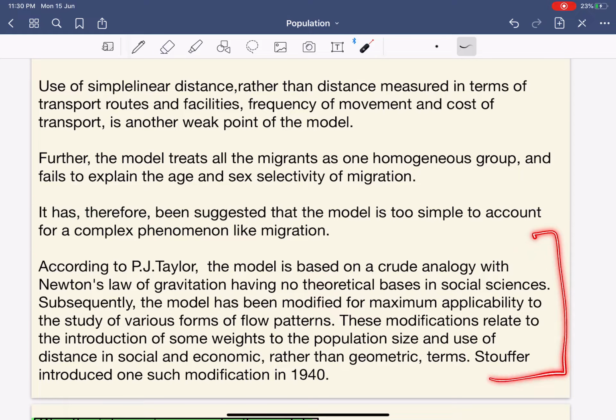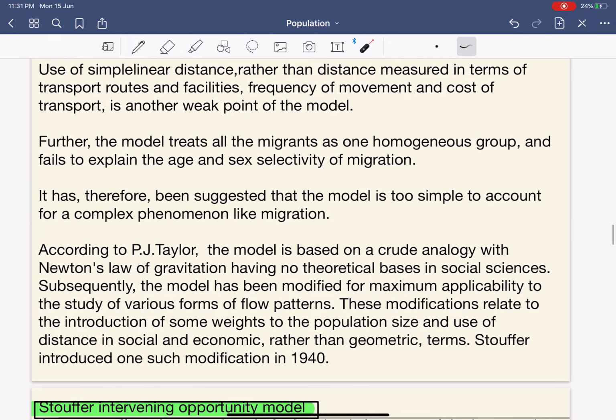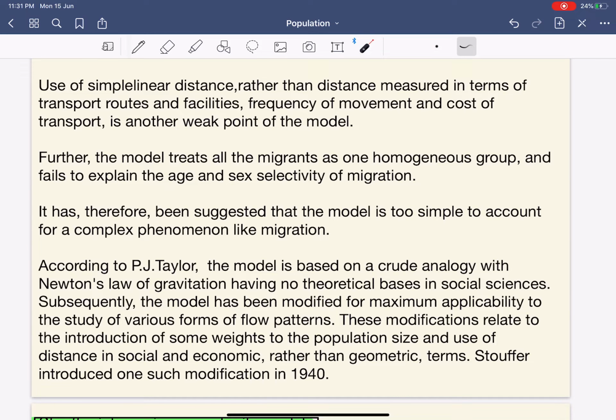The last but not the least is P.J. Taylor. P.J. Taylor says that this model is based upon a crude analogy with Newton's law of gravitation, having no theoretical base in social science. It's simple. It says that Newton's law is based on the general science of universal law, and hence we cannot apply it in social science. Subsequently, the model has been modified for maximum applicability to the study of various forms of flow pattern. Simultaneously, this model has been modified to understand the flow pattern. The flow pattern is nothing but your traffic flow. This is one of the things.